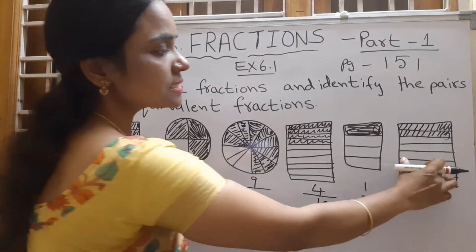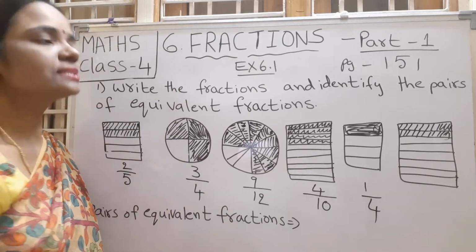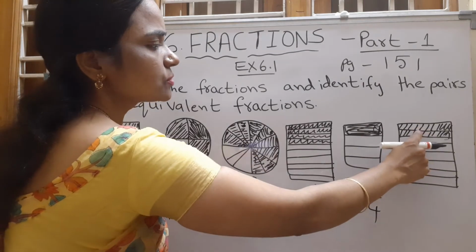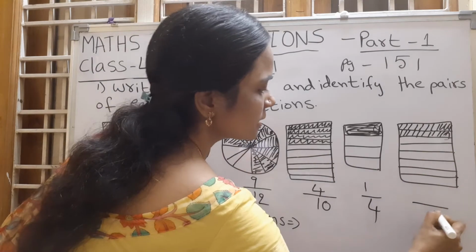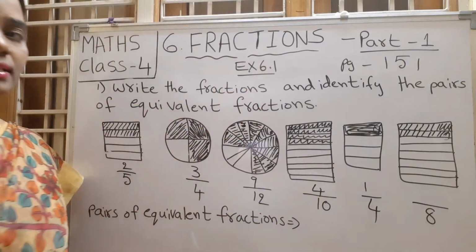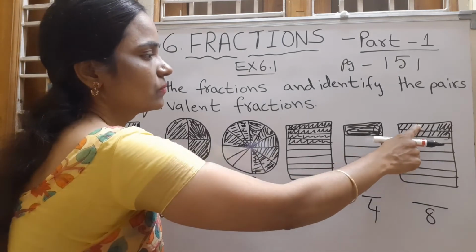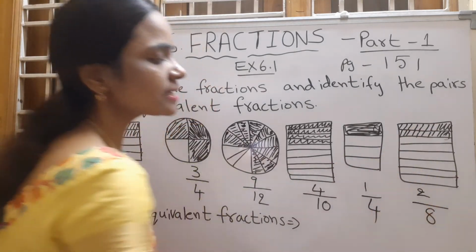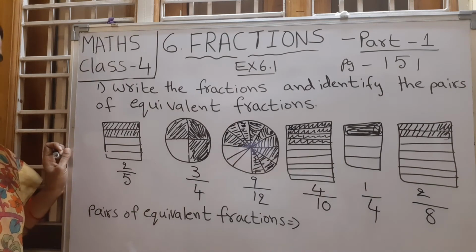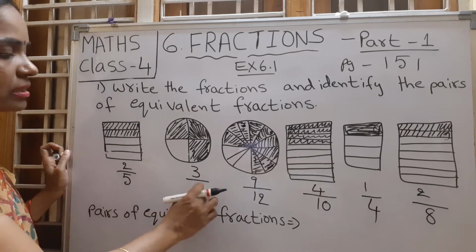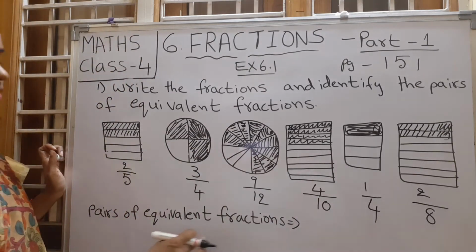So the last shape is divided into how many equal parts children? Shall we count? 1, 2, 3, 4, 5, 6, 7, 8. Total 8 equal parts are there. Out of 8, how many are colored? Only 2. So what is the fraction for it? 2 by 8. Yes.